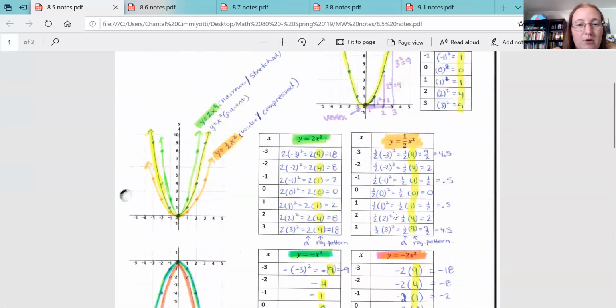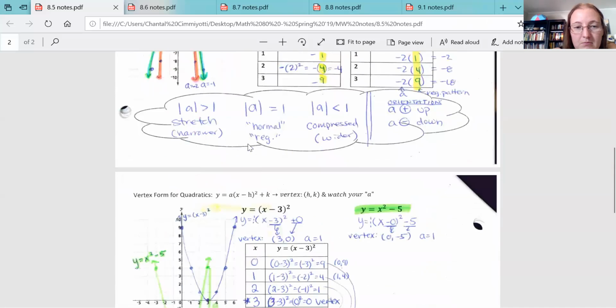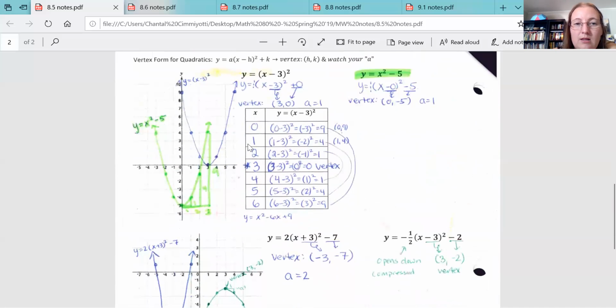So let me talk about the A for a moment in terms of the equations. It's the leading coefficient. It's the one that goes with the highest exponent when it's in standard form, and it's the value in front of the parentheses when it's in vertex form. So when things are in vertex form like this, you can see here I have some addition and subtraction going on. That's shifting your parabola right or left, up or down.